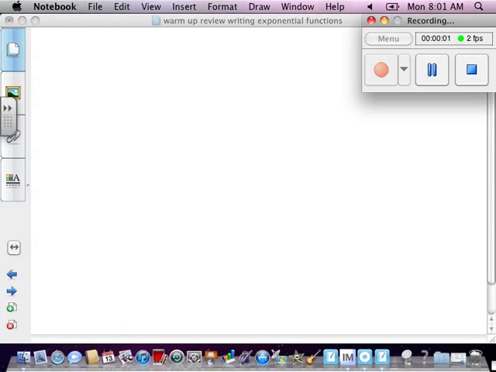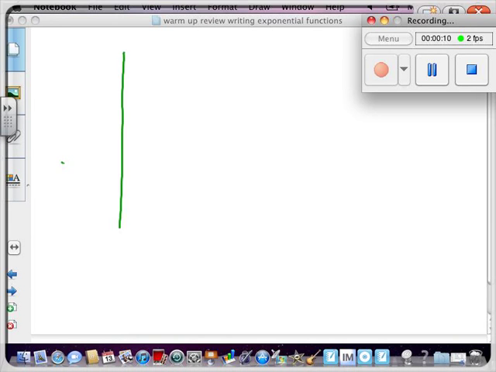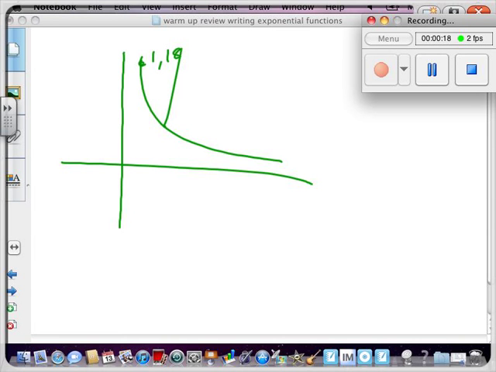Right, ladies and gentlemen, we're reviewing for our quiz, writing exponential functions. You have a graph on yours that looks similar to this, and you have a bunch of points highlighted. You've got (1, 18), (2, 6), (3, 2), and so on.